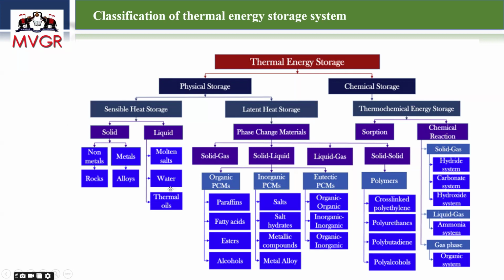Similarly, heat will be stored. Coming to latent heat storage technology, I already told that whenever the phase change happens, whenever the heat is absorbed, the phase will vary. It may vary from solid to gaseous state, from solid to liquid, from liquid to gas, and sometimes from solid to solid. So we have four combinations available, but mostly whenever the gas part is involved, we can skip it.